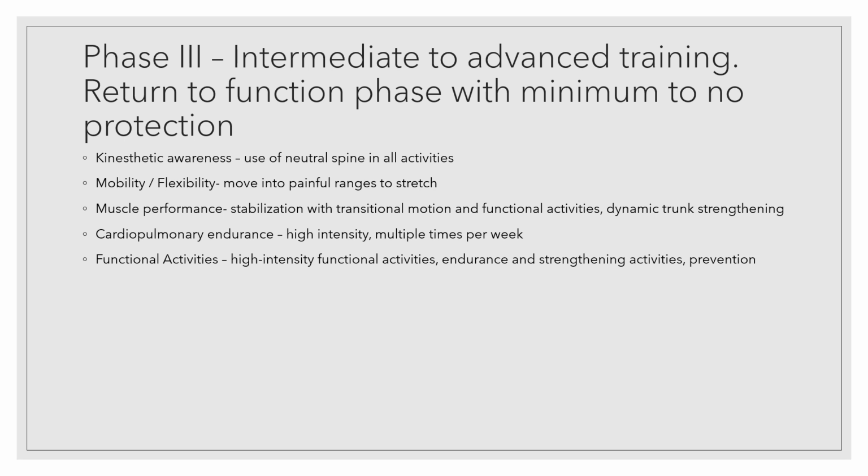Muscle performance is going to focus on stabilization with transitional motion and functional activities. I think of that as the return to activity phase, with continued dynamic trunk strengthening. Cardiopulmonary endurance is going to push towards more high intensity, encouraging the patient to participate both in therapy and out of therapy so that they get multiple times per week. And then our functional activities, again, thinking return to activity. High intensity functional activities is going to be what is high intensity for that patient. So remember, patient specific, but building overall endurance and strength to restore independence to prior level of function.